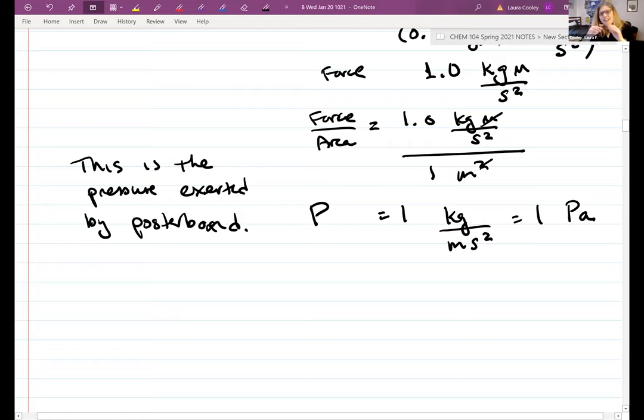So my question is, how does this compare to the pressure exerted by a gas on the walls of this room or on your body? How do you think this compares?